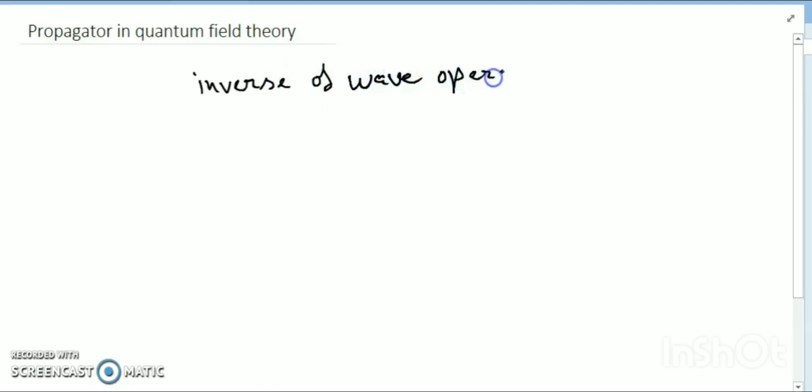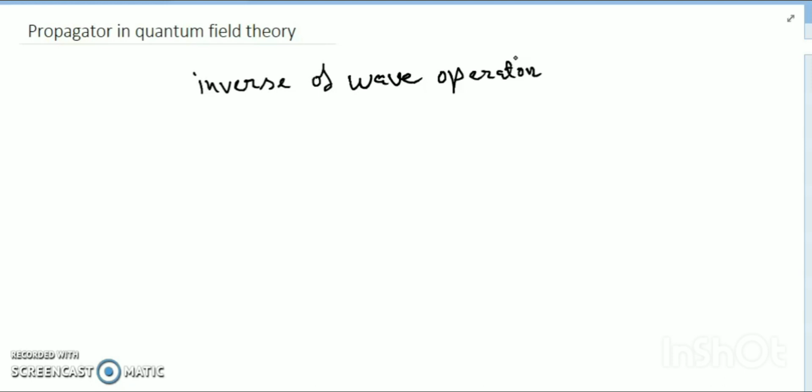So these are the factors. The inverse of the wave operator appropriate to the particles, and are therefore often called causal propagators or Green's functions.